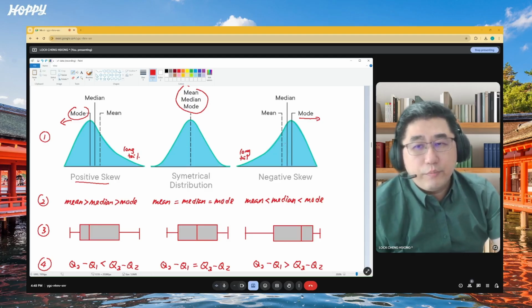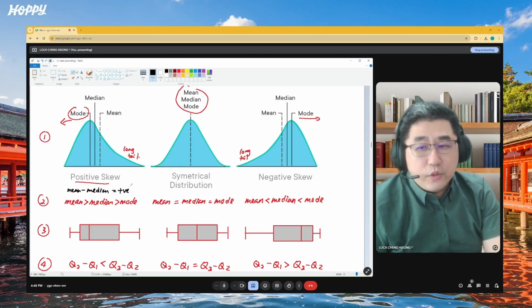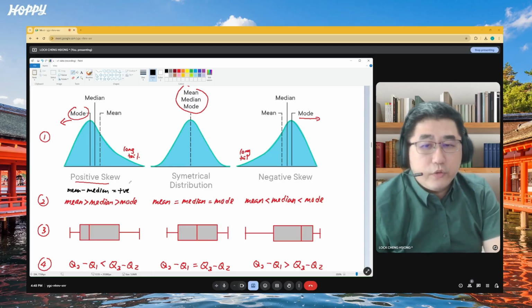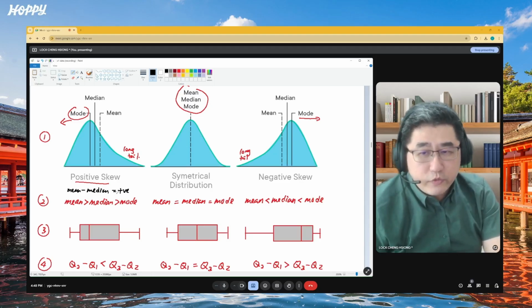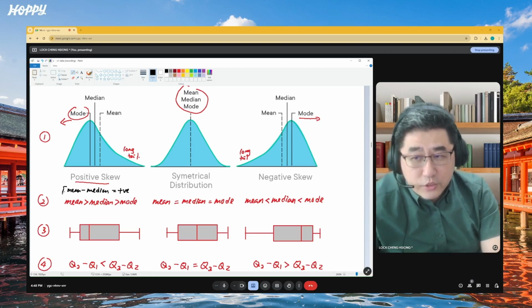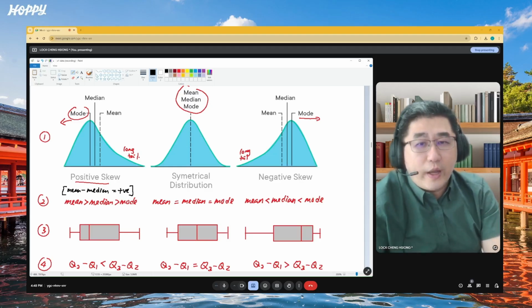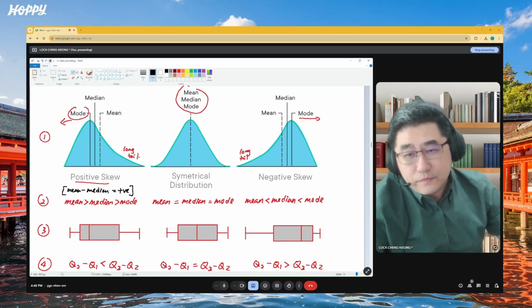A lot of students complain there are so many things here, how are we going to memorize them? The rule of thumb is you can use mean minus median. If it gives you a positive value, then it's positively skewed. If it gives you a negative value, then it's negatively skewed. If it gives you 0, then it is a symmetrical distribution. But this is not an official rule, it's just something easier to help you understand. That's all.